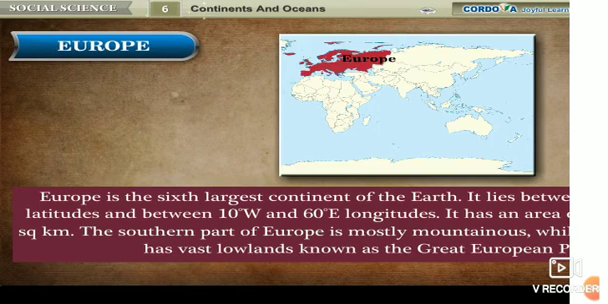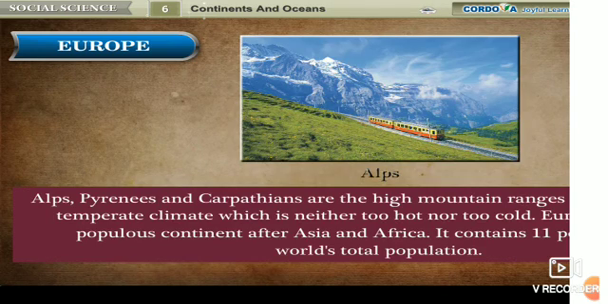Europe. Europe is the 6th largest continent of the earth. It lies between 36° north and 72° north latitudes and between 10° west and 60° east longitudes. It has an area of about 10 crore 18 lakh square kilometer. The southern part of Europe is mostly mountainous, while the northern area has vast lowlands known as the Great European Plains. Alps, Pyrenees and Carpathians are the high mountain ranges of Europe.